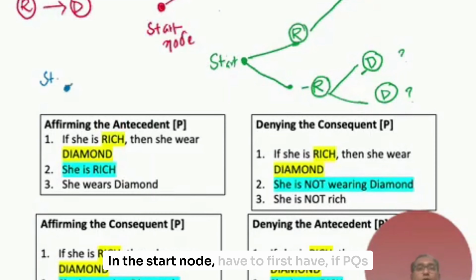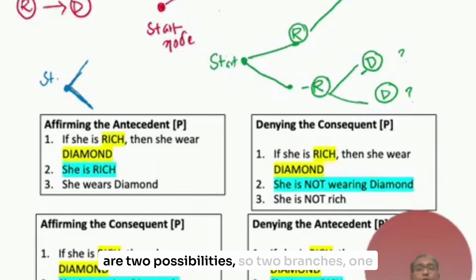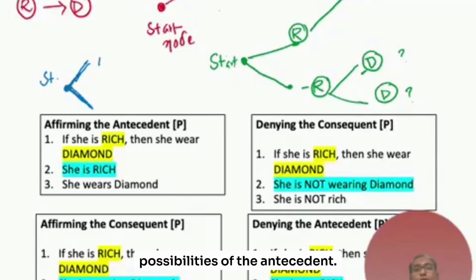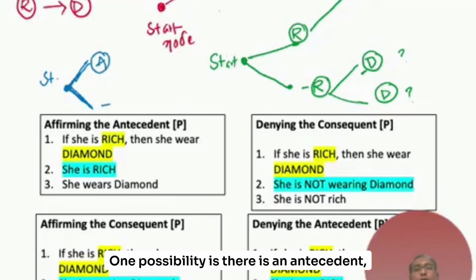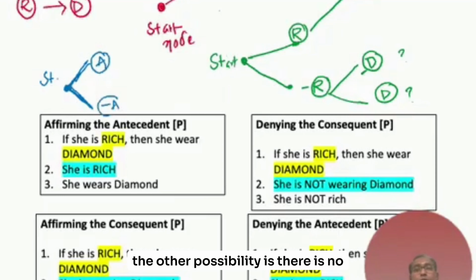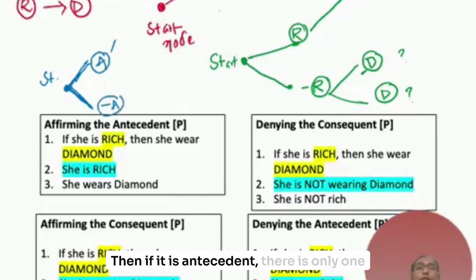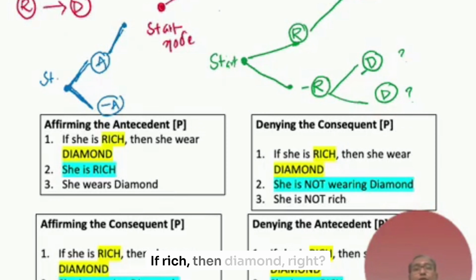In the start node, if P and Q are two possibilities or two branches, each branch represents the possibilities of the antecedent. So the antecedent, the P part, okay? One possibility is there is antecedent, the other possibility is there is no antecedent. Then if it is antecedent, there is only one possibility: if rich, then diamond. So that is the consequent.